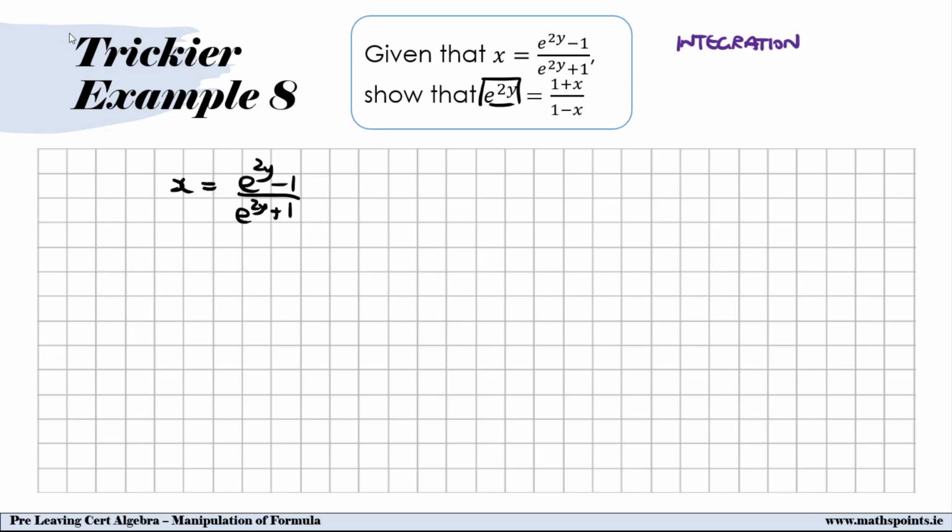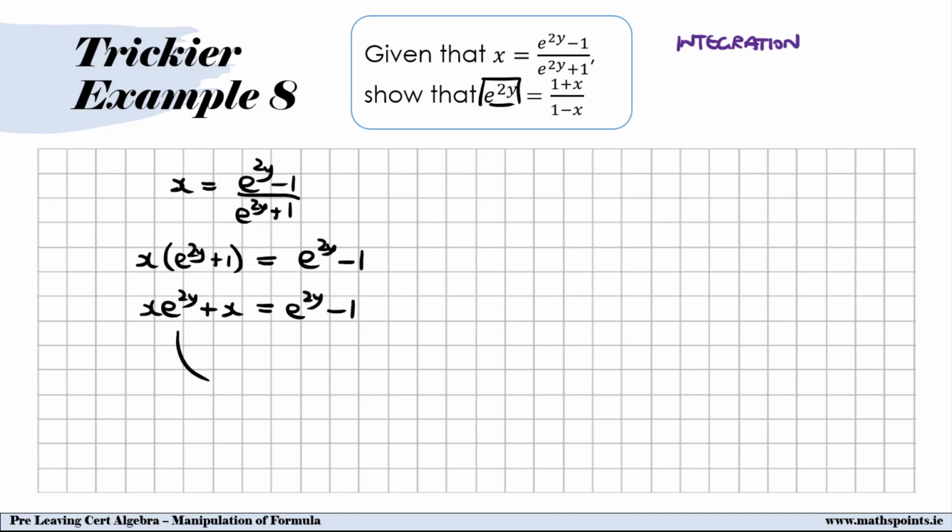So the first thing I'm going to do is get rid of the fractions from the equation. So I'm going to multiply both sides by e to the 2y plus 1. So on the left hand side I have x times (e to the 2y plus 1), and that will be equal to, on the right hand side, if I multiply it by e to the 2y plus 1, I'll get rid of the e to the 2y plus 1 in the denominator, and I'll be left with e to the 2y minus 1. I'm going to multiply out the left hand side, so I have x e to the 2y plus x, and that's equal to e to the 2y minus 1.